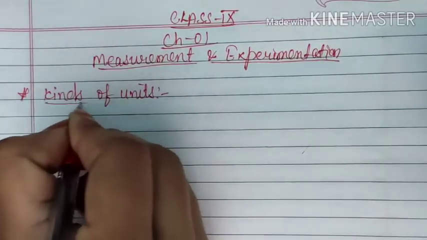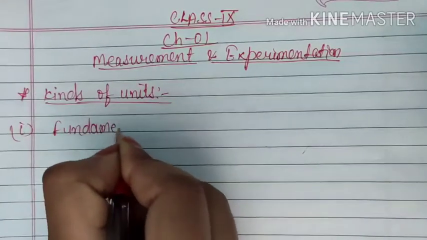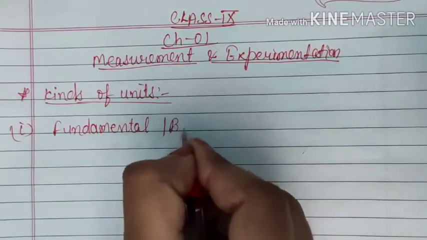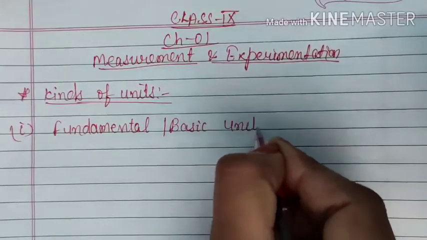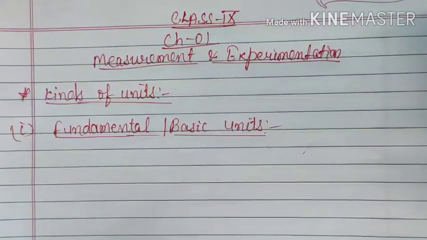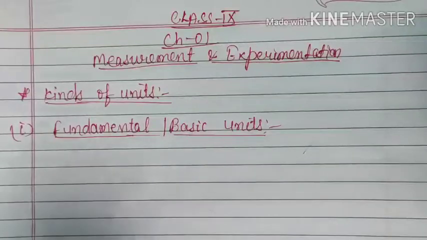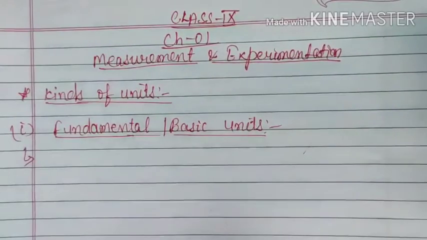So there are two types of units. The first one is fundamental, which are also known as basic units. As the name indicates, fundamental and basic, that means they have their independent existence. They do not depend on other units for their own existence, or they are not related with other units. They will not be changed according to other units because they have their independent existence. They are known as fundamental units.